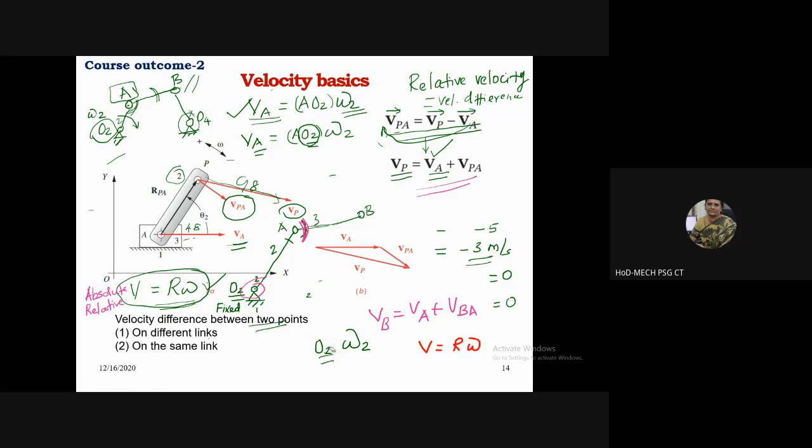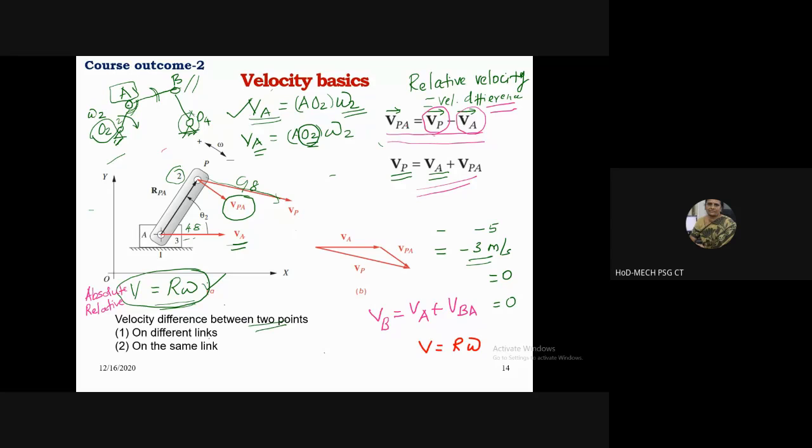Let me clear up some missing. Now here I have 2 points, A and P, both belonging to the same link. The velocity of A is like this, the velocity of P is like this. I can find the difference in velocity between P and A, which is called the relative velocity of P with respect to A. It is the difference in velocity, so obviously Vp minus Va. This is the expression for relative velocity, where Vp is the absolute velocity of point P, Va is the absolute velocity of point A, and Vpa is the relative velocity of P with respect to A.